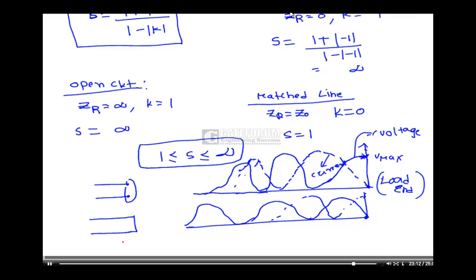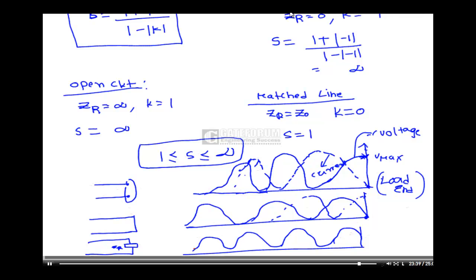In general, for a general transmission line terminated with ZR, the pattern is like this. You cannot say whether it is maximum or minimum at the load end. It may be either maximum or minimum.